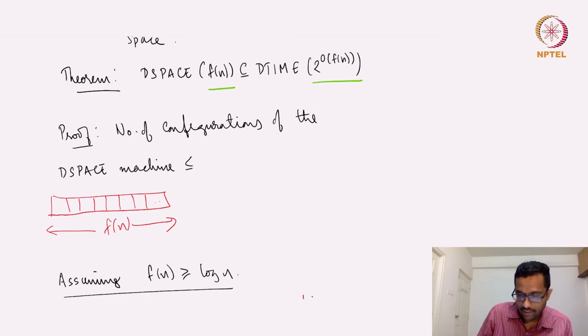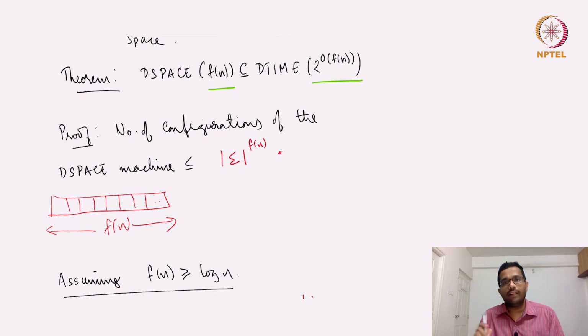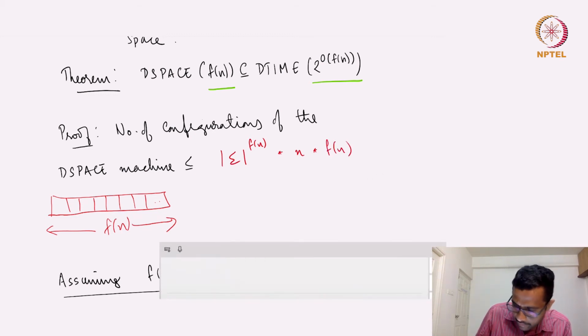But the work tape has f(n) space, and each of these f(n) cells could contain any symbol. Let's say sigma is the set of alphabet, so the size of sigma is the number of symbols. So there are sigma^f(n) ways to fill up the work tape, multiplied by the head positions. There are two heads, one on the input tape and one on the work tape. The input tape has n locations, so the head could be in any one of the n locations, and the work tape has f(n) locations, so the head could be anywhere in those f(n) locations.